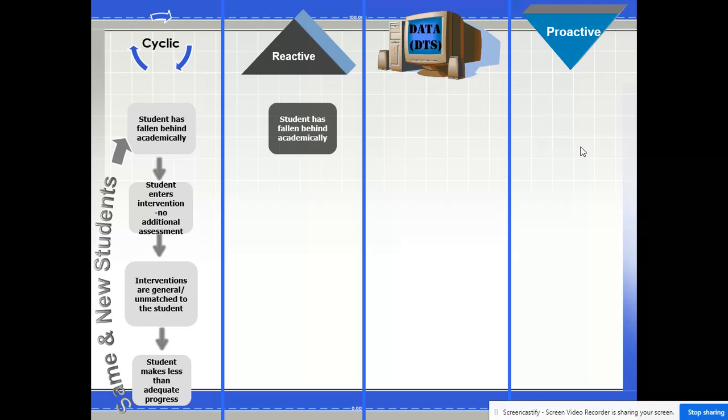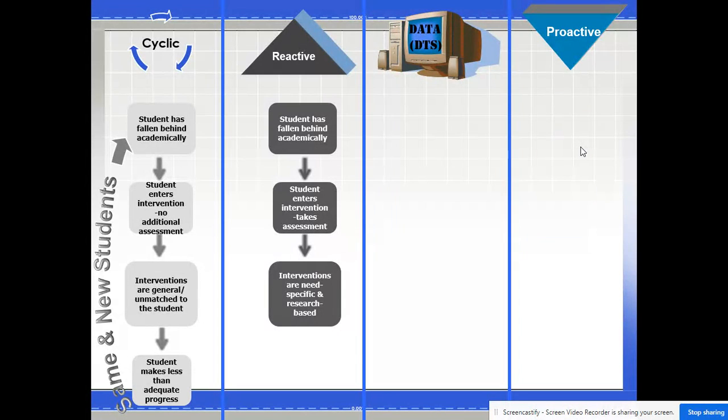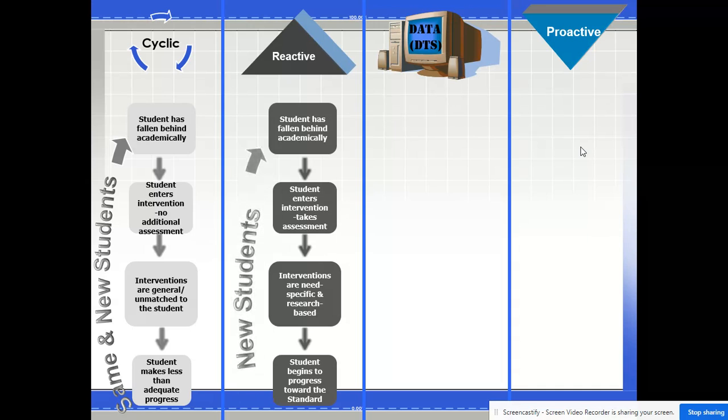All right? Reactive. The student has fallen behind academically. The student enters intervention and takes assessments. The interventions are needs-specific and research-based. The student begins to progress toward the standard. So what's happening in this one? We're following a cycle, right? The student has fallen behind academically, and they are making some progress, right?